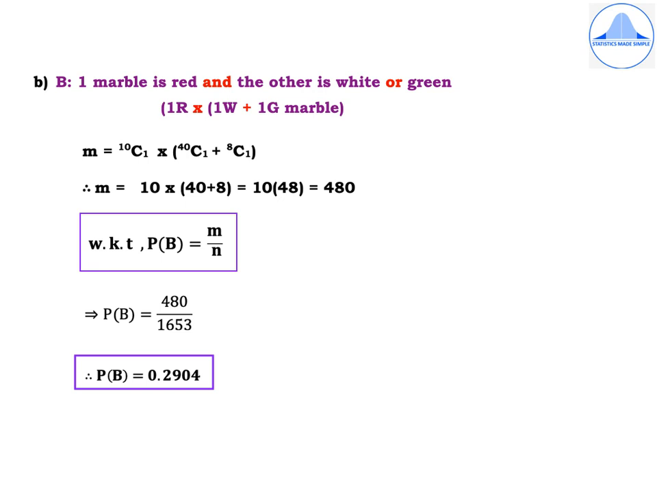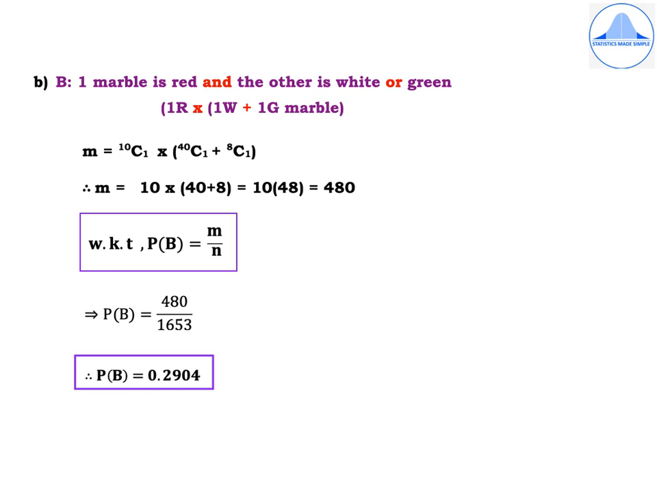M is equal to, first do 1 red. There are 10 red and you have to pick 1. So it is 10C1 into 1 white. Within brackets I am writing it. There are 40 white and you have to pick 1. So it is 40C1 plus 1 green. There are 8 green and you have to pick 1. So it is 8C1. Therefore, M is equal to 10 into, within brackets you have 40 plus 8, which is 10 into 48, which is 480.